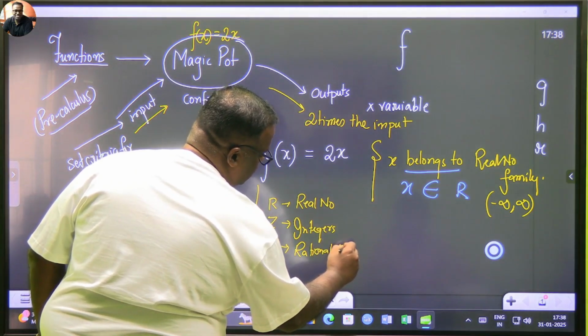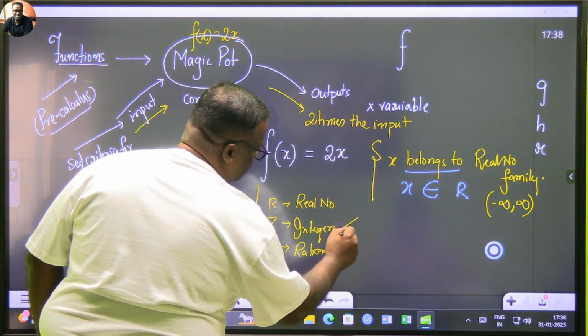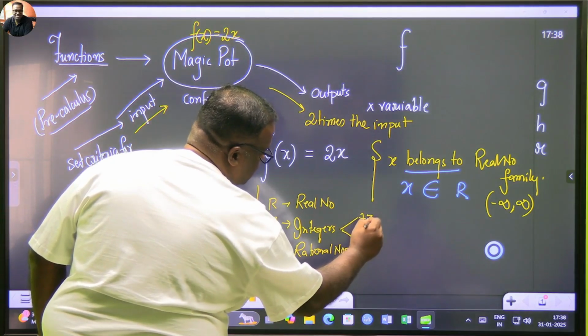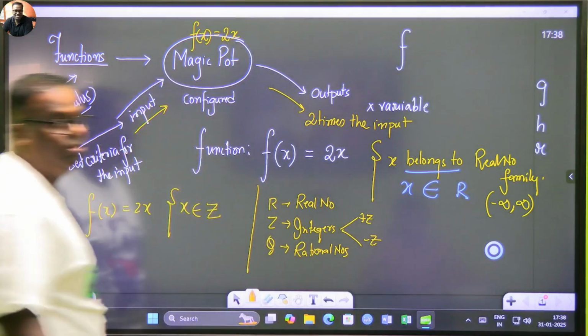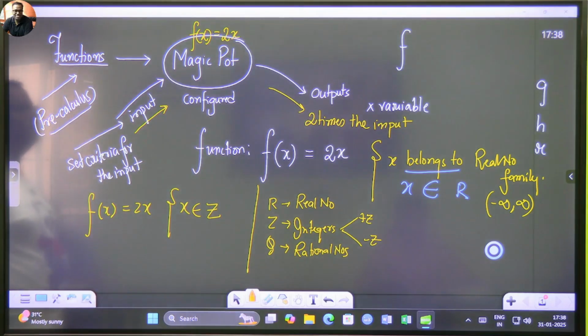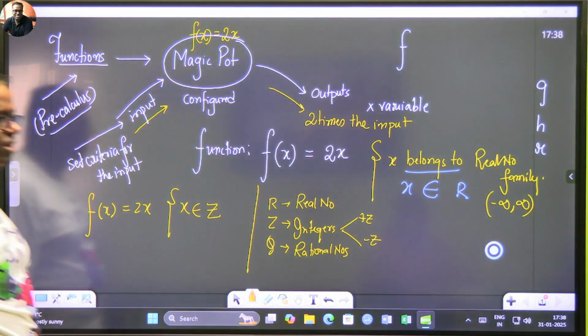Usually these are the things that we use in algebra, and integers further classify as plus Z and minus Z. I hope you understand what plus Z and minus Z are if Z is an integer. So what is a function?